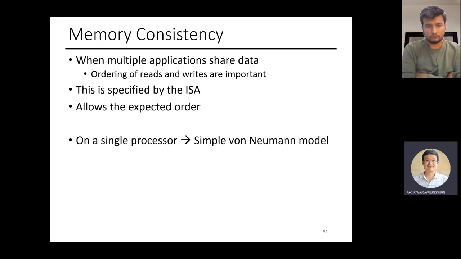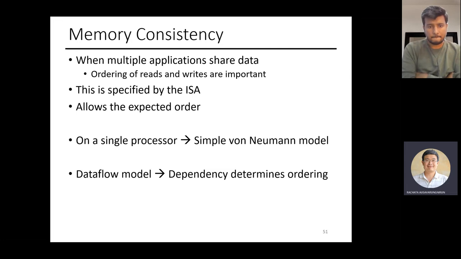On a single processor, this is simple. You can use von Neumann. So what we learned so far with out of order processor and in order processor, if it's a single processor, von Neumann, line by line by line, the order is dictated by the line of code that you see. In the data flow model, the dependency would determine the ordering on what should happen before what.